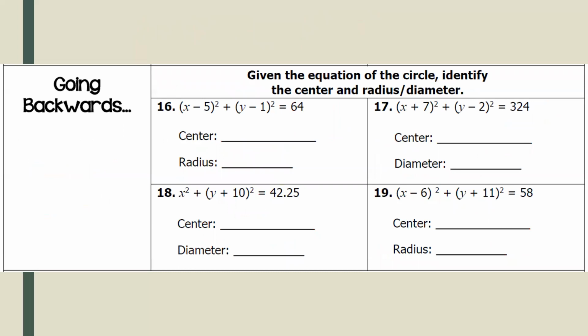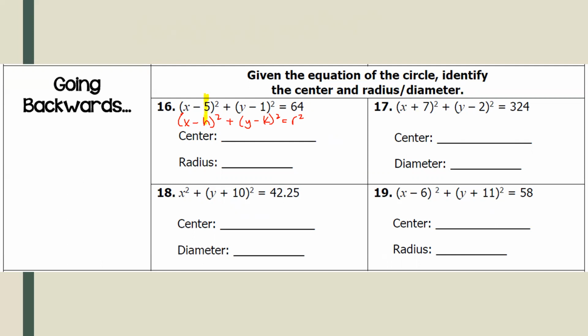Okay, so now we could go backwards, right? What if I gave you the equation? Could you tell me the center and the radius? I personally like to write the equation of the circle either above it or below it, depending on how much space I have. So in number 16, I'm just going to write (x minus h) squared plus (y minus k) squared equals r squared. And now I can see exactly what matches with what.